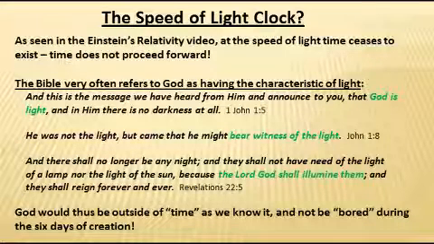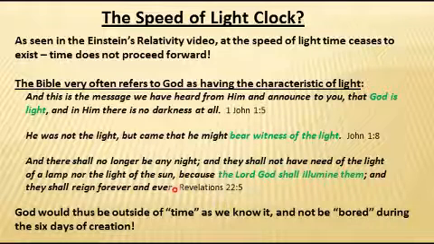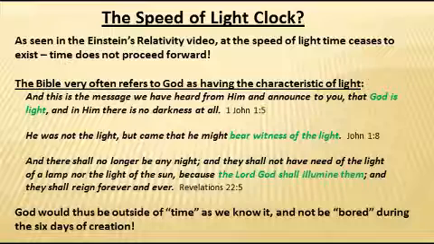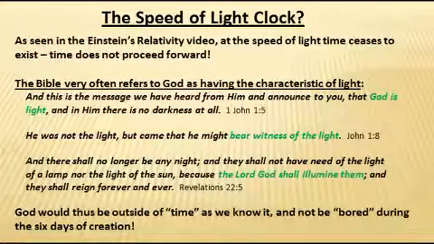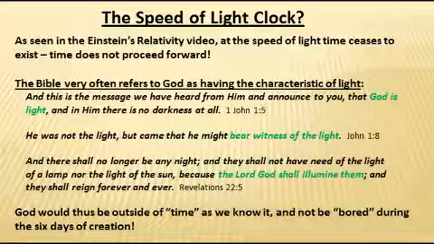And finally, let's go to Revelation, the 22nd book, chapter 22, verse 5: "And there shall no longer be any night, and they shall not have need of the light of a lamp, nor the light of the sun, because the Lord God shall illumine them, and they shall reign forever and ever." This says that in heaven there will be a new situation without the need for a lamp, without the need for our sun or our moon to give light to us, but instead in the presence of God he will illuminate us.